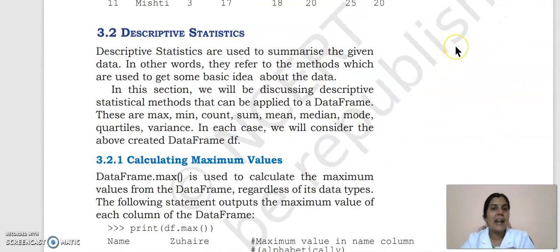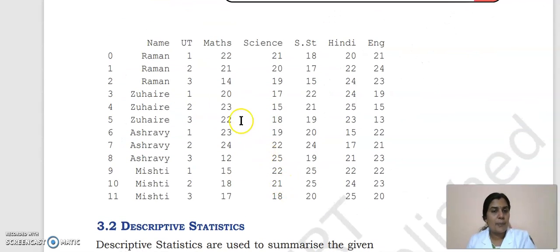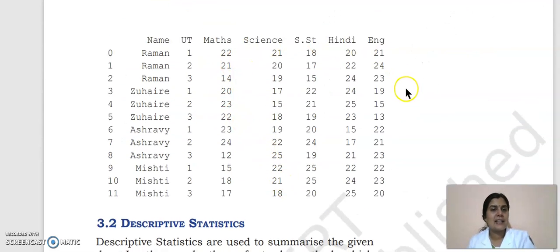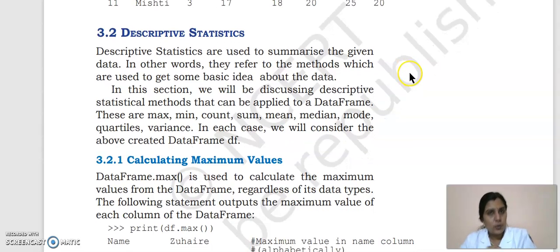So this is the case study. We created a data frame in which 3 unit test marks of 4 students are recorded, and their subjects are also marked: math, science, SST, Hindi, English. So this is the question.